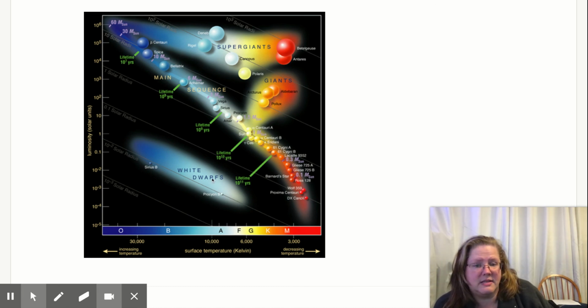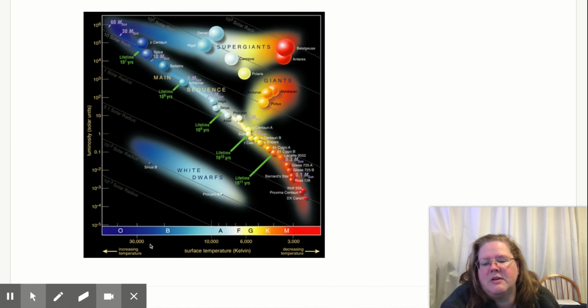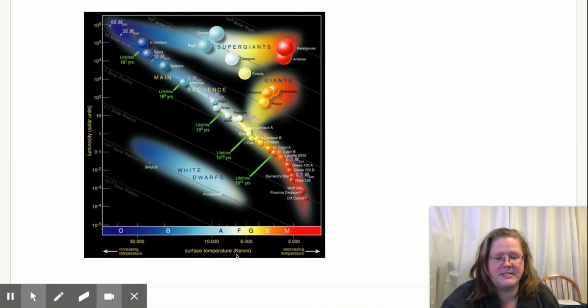Now, if you look at this, you'll also notice that there is a color variation, and that has to do with temperature. And this is where it drives me nuts, because you'll notice down here is temperature. It decreases in temperature to the right, and it increases in temperature to the left. And for me, that just doesn't make sense, but okay, we'll go with it. So here in the red, you're talking about 3,000 Kelvin, where over here you're talking 30,000 plus Kelvin. And remember, surface temperature in Kelvin, that's how I know that's Kelvin.